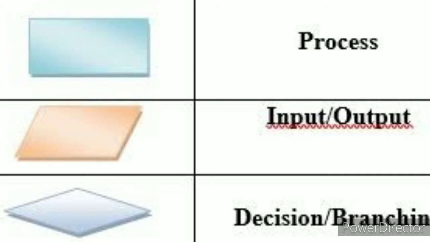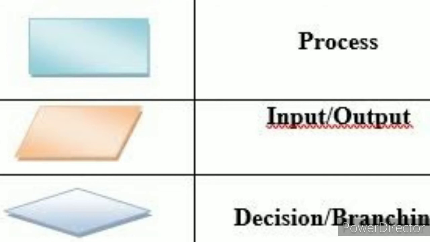Third is, after giving the input, the particular information is getting processed. So for processing, we have to use rectangle. So for processing, the graphical symbol is rectangle. It is used to represent the process or an instruction to be carried out.